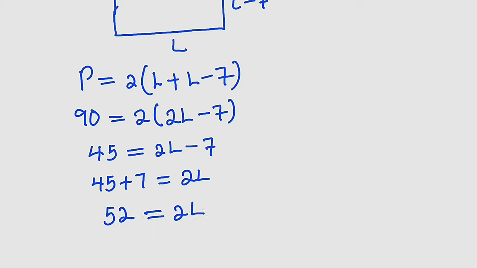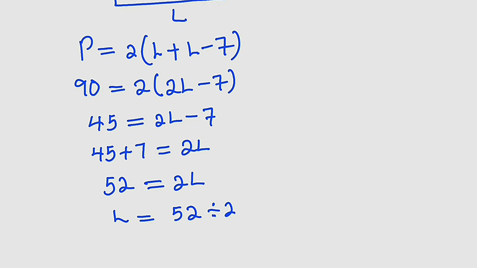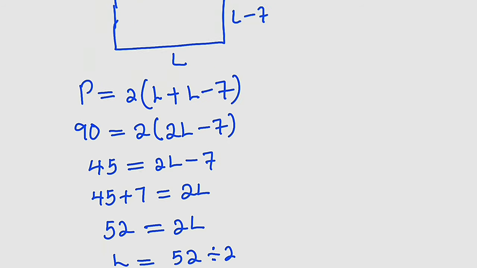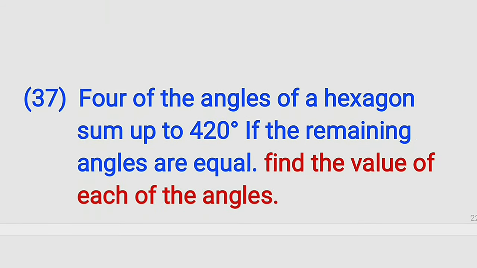Then we divide both sides by the coefficient of L, which is 2. L is finally equal to 52 divided by 2, and 52 divided by 2 is 26. And hence the length of the garden is 26 meters. Simple. Now let us move to the next question, which is question number 37.